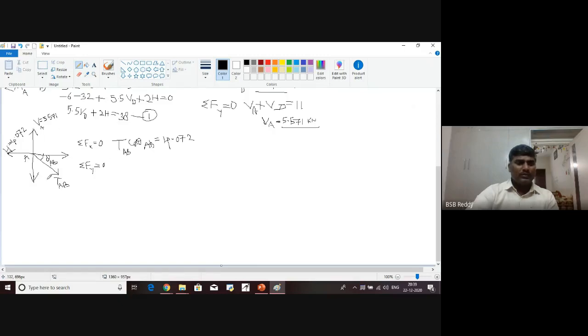Now if you write sigma Fy equals 0, what do you get? This is TAB sine theta. So TAB sine theta AB is equal to the value 5.571. Okay, so now you have got two unknowns, two equations. So you shall finally solve for two unknowns theta and TAB.